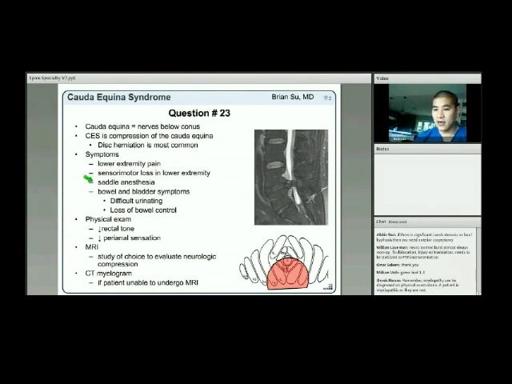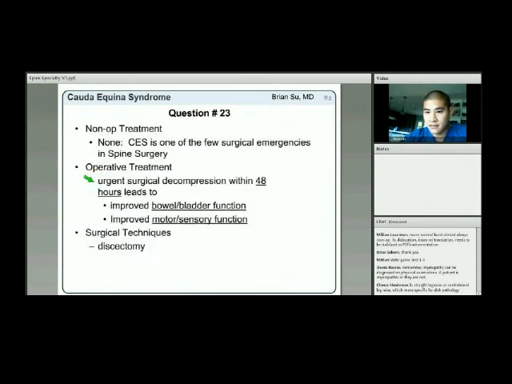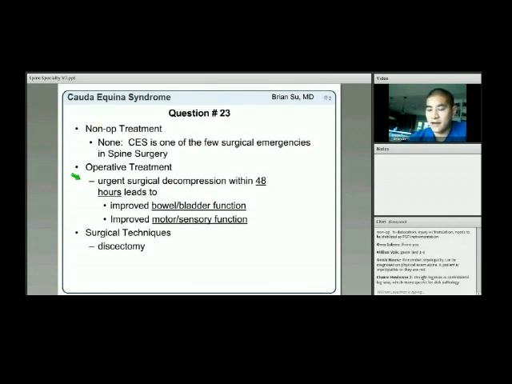Obviously, you need an MRI to evaluate the neurological compression, and if you cannot get an MRI, i.e. somebody that has a pacemaker, then you get a CT myelogram. This is absolutely urgent and emergent in terms of the studies in somebody that has bowel and bladder symptoms. Non-operative treatment is not going to be the answer in somebody with bowel and bladder dysfunction. It's always going to be operative.